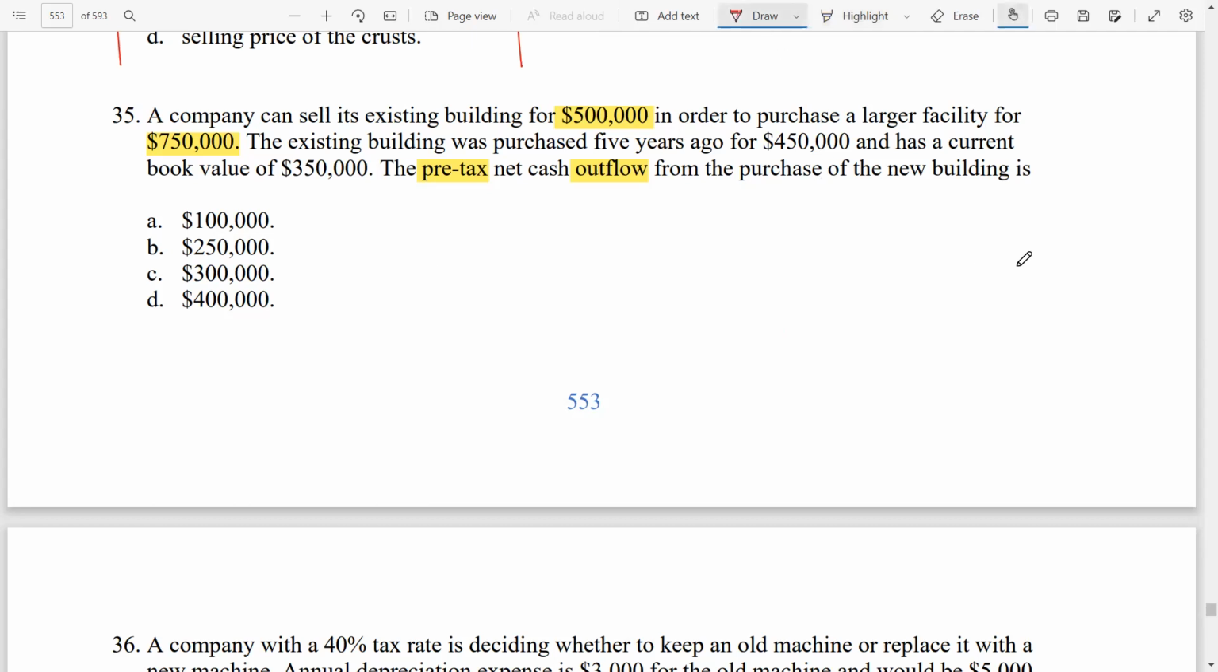So we are looking at a pre-tax amount. The company can sell the existing building for 500,000. That is a cash inflow, 500,000. That is an inflow, okay? But then they have to buy a larger facility for 750,000, which is an outflow.